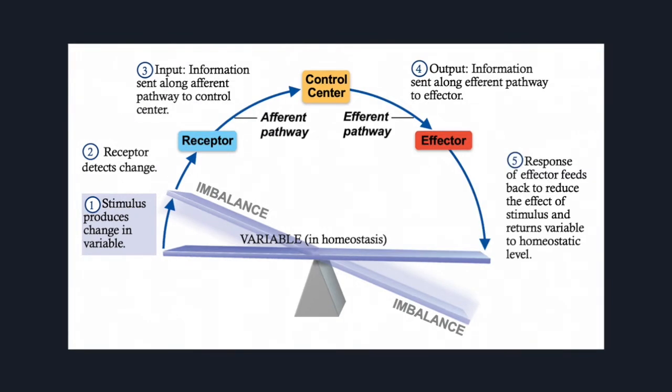Then the response of the effector is going to feed back to reduce what we call the effect of the stimulus and returns the variable to normal. In this case, you probably would start sweating, and as your sweat evaporates, it helps cool your body temperature down. So you are then returned to your normal body temperature.